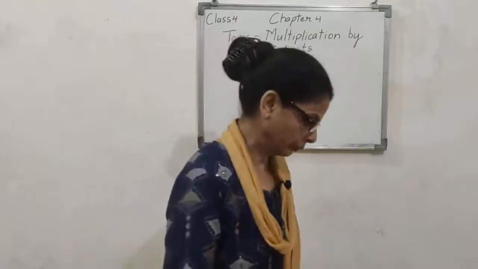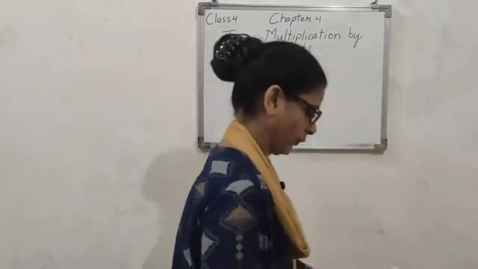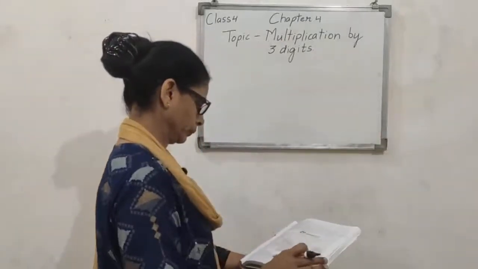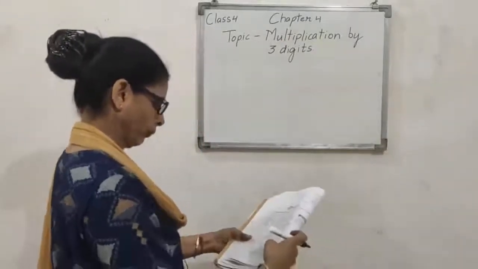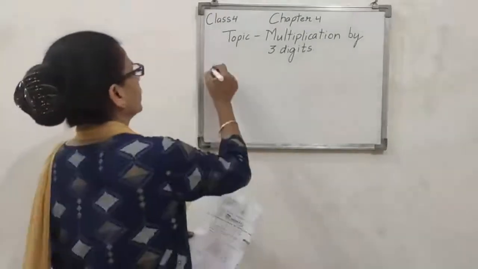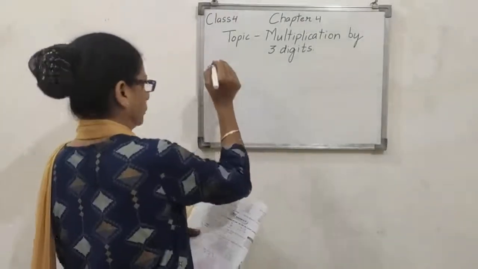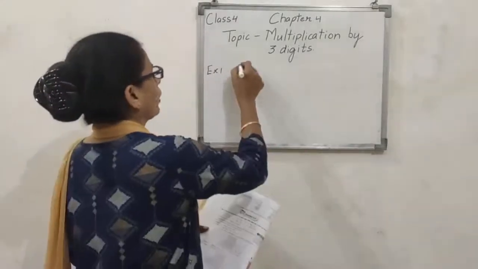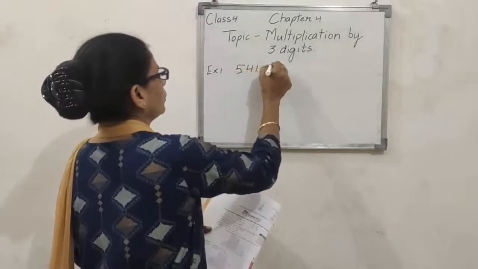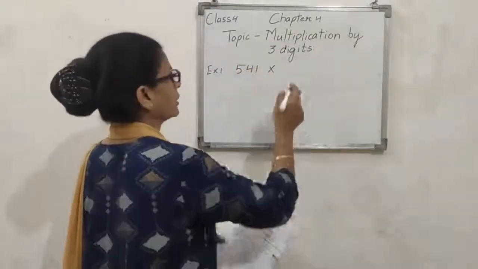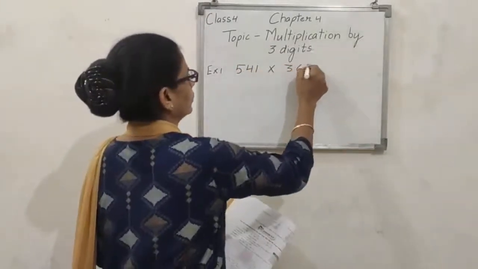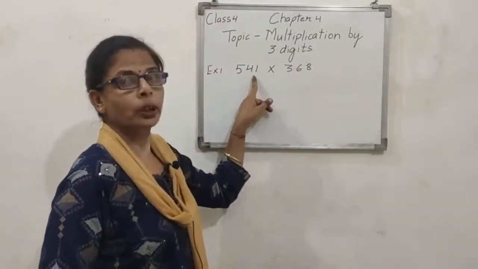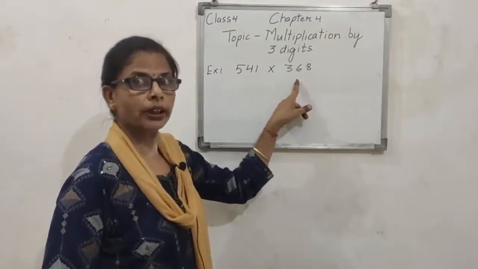First example. Suppose the number is 541 multiplied by 368. This is the question. You have to multiply 541 by 368, right?